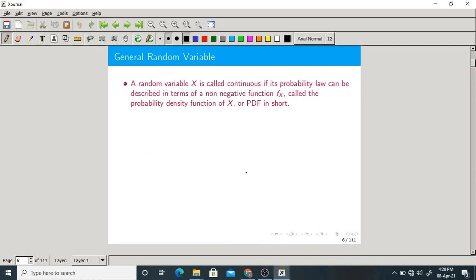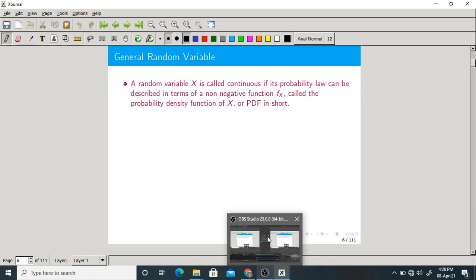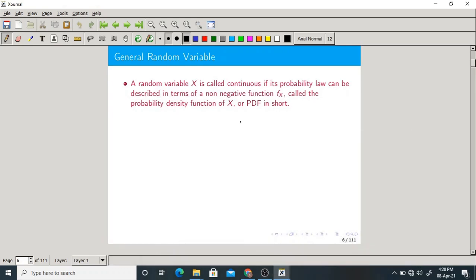In the last class, we started with the third chapter. In the third chapter, we are discussing general or continuous type of random variable. Now, for this type of random variable, we have a PDF. PDF means probability density function. What is the notation? Notation is fX of x.